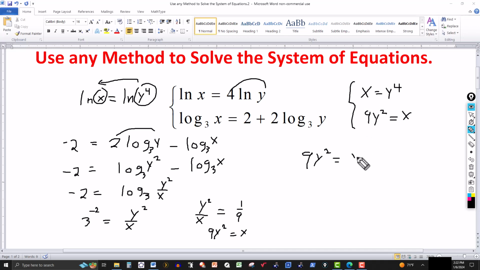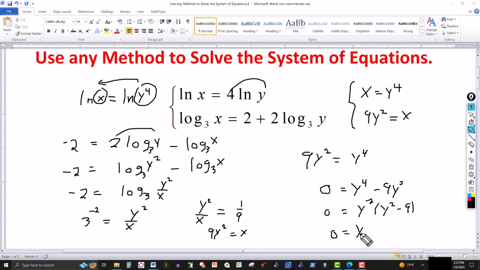So we got this. Bring that over to the other side. So this will be 0 over here, and I have y to the fourth minus 9y squared. So I got a fourth degree equation to solve. So let's factor out a y squared here. Y squared, I'm left with y squared minus 9.